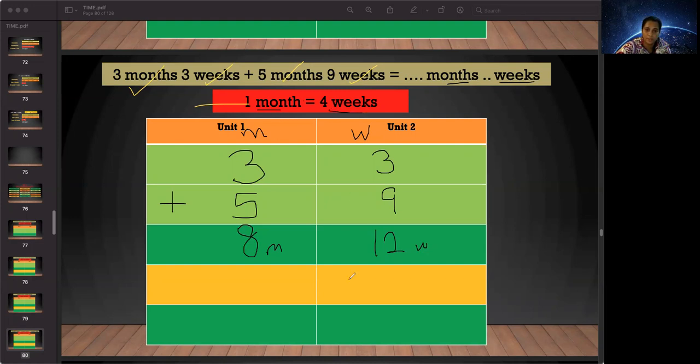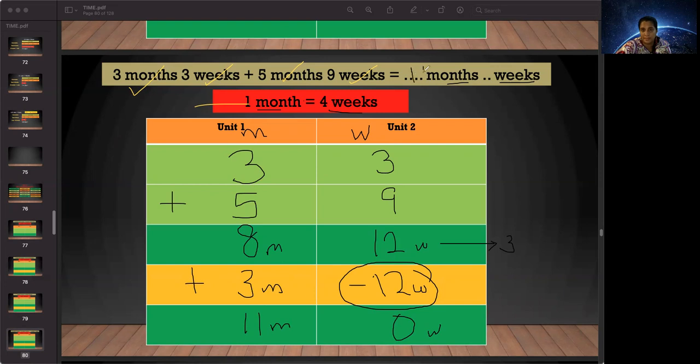1 month is 4 weeks, which means 12 weeks would be equivalent to 3 months, right? If 4 weeks is 1 month, 8 weeks is 2 months, and 12 weeks, you'd exactly get 3 months. So you take away your 12 weeks, and you'll have 0 weeks, no more weeks. And this 12 weeks converts to become 3 months. And you'll have to add this to the existing 8 months that you have. So now your answer would be 11 months and 0 weeks.